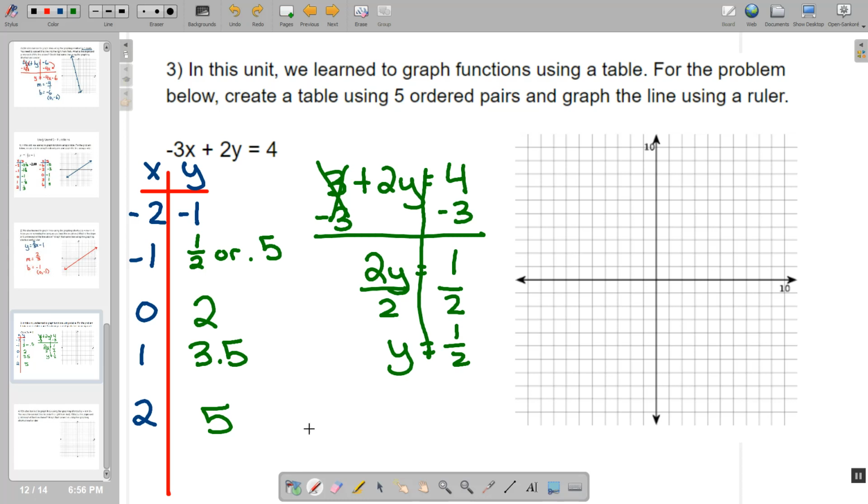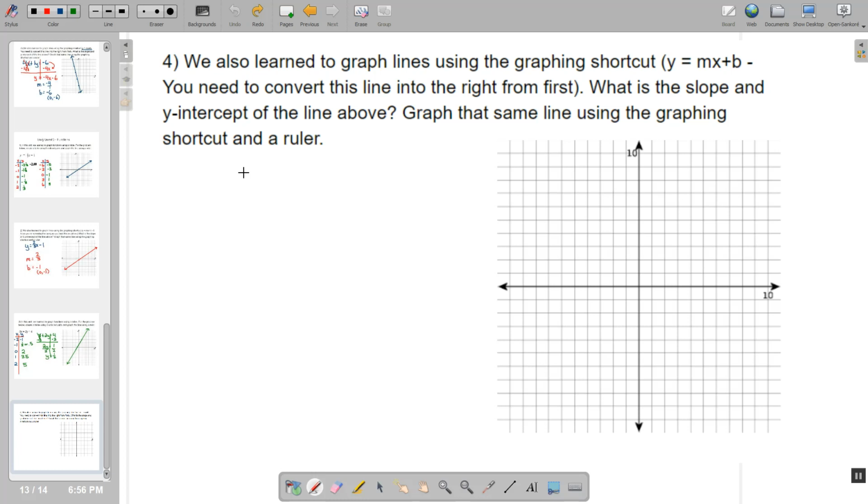eventually get these 5 ordered pairs. To graph these points, it should look a little bit something like this. I take these and I make a line. And I am done. Now to do this with the graphing shortcut, once again, I have to set up my equation, just like I had before.